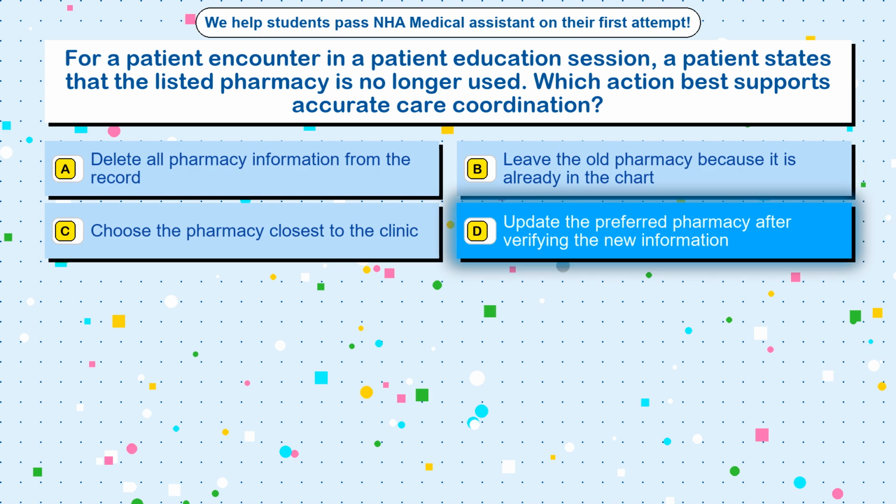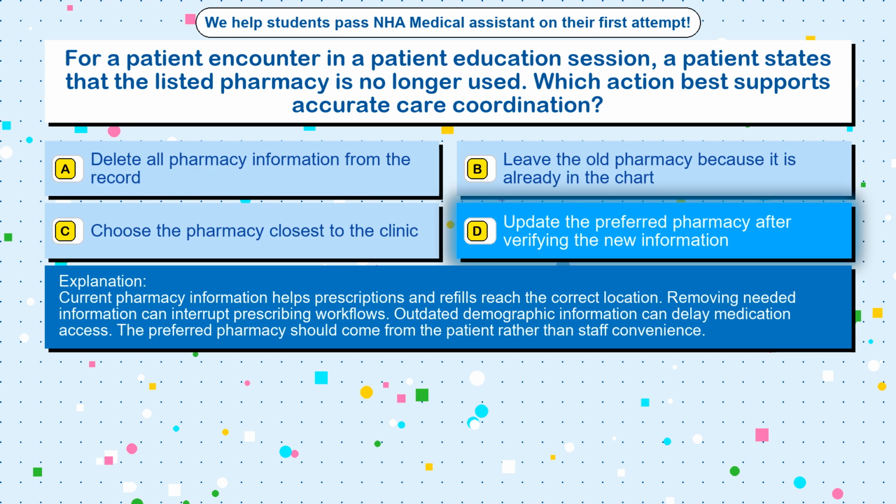The correct answer is option D, update the preferred pharmacy after verifying the new information. Current pharmacy information helps prescriptions and refills reach the correct location. Removing needed information can interrupt prescribing workflows. Outdated demographic information can delay medication access. The preferred pharmacy should come from the patient rather than staff convenience.